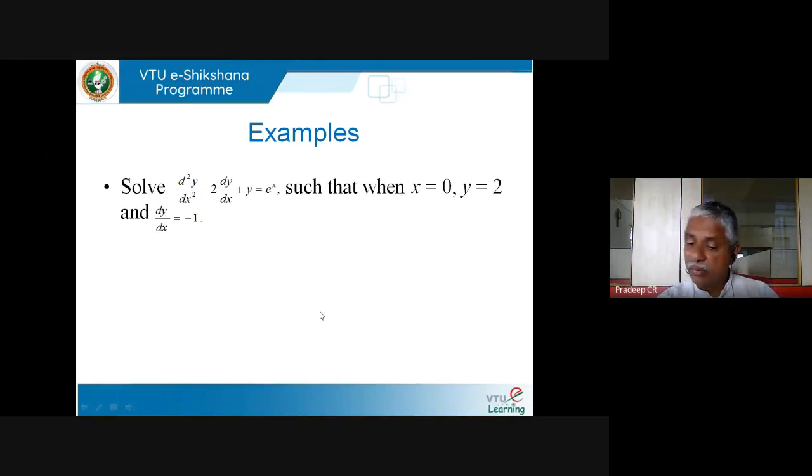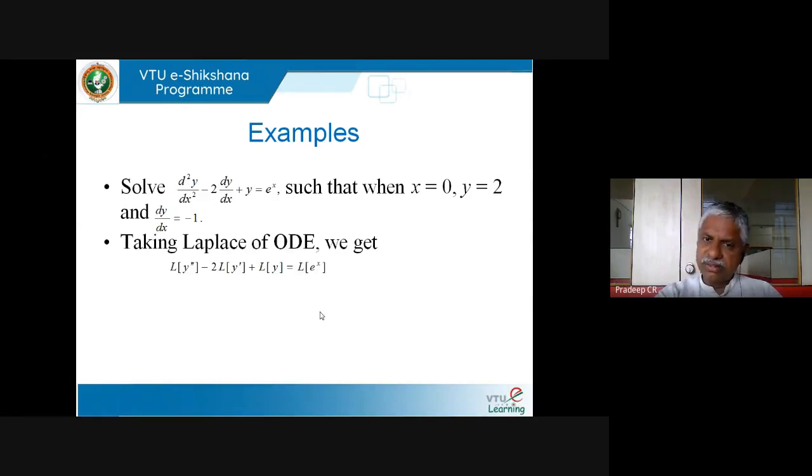Otherwise, I won't be able to solve the problem using Laplace transforms. So now the trick is the same thing. Start with the differential equation. Take the Laplace of this ODE. So what is this ODE? Let's write it in the form in which it is easy to take the Laplace transform and write its formula.